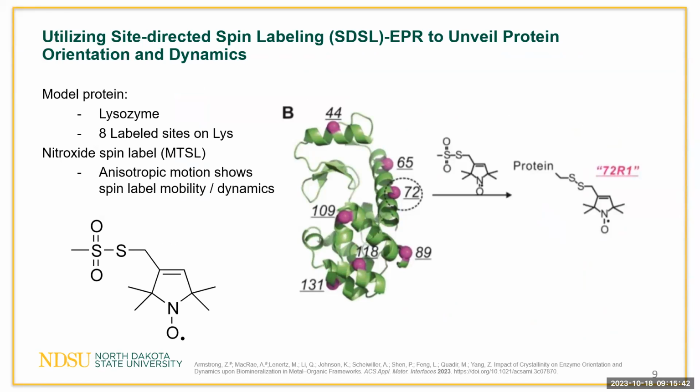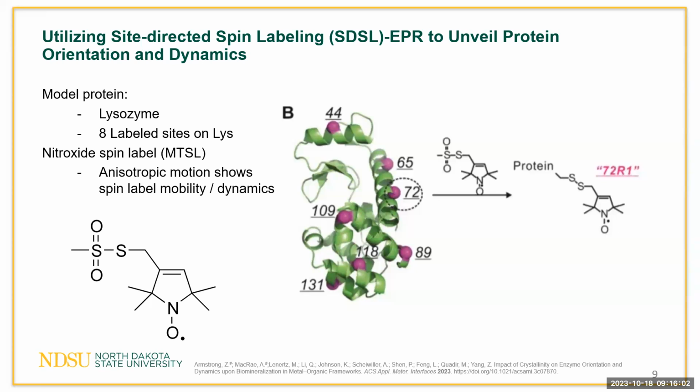So this is the paper that we recently published this year. As I said, we utilize the MTSL spin label. The model protein that we use is lysozyme because it's very stable. It's very easy to work with. And so when you have a chemist like myself who doesn't really work with proteins often, I don't absolutely denature my protein before we even get things started.